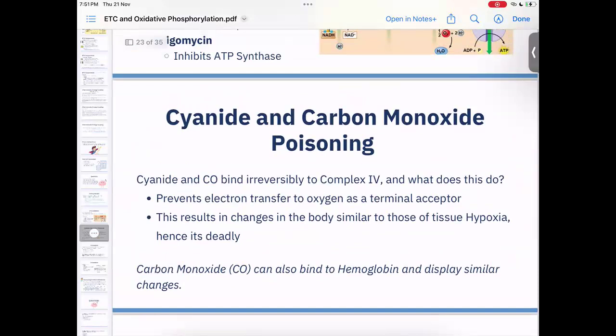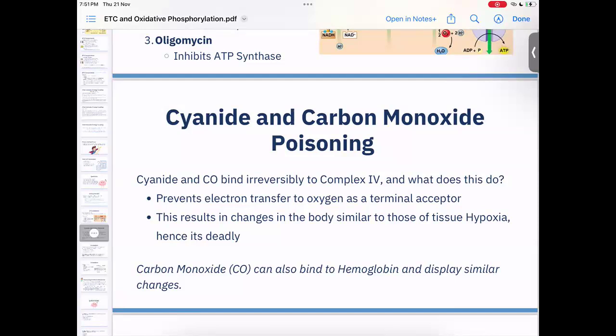Now to talk a bit about cyanide and carbon monoxide poisoning, the way they inhibit the electron transport chain is that they bind irreversibly to complex 4. And this is very fatal because it's irreversible. If it were reversible, then they would just bind, and you could decrease the amount of cyanide or carbon monoxide and deal with the problem. But because it's irreversible, it makes it much harder to deal with.